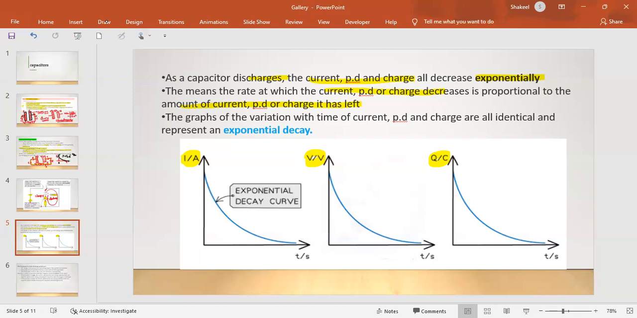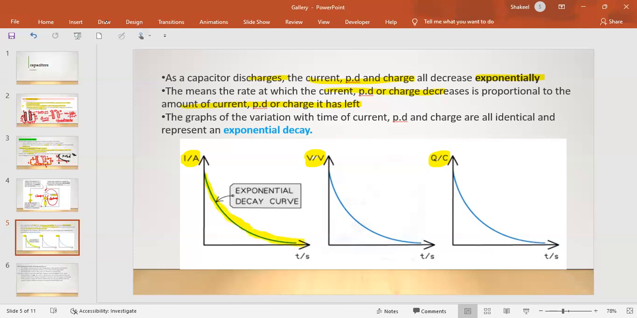Let's say if too many charges are there on the plate, they will push with more force the charges that are going out. But if the remaining charges are less, of course they can't push the going away charges with more force. That's why this is exponential decay, right? Like this one, here you see the slope is steep, but it is getting less steep.